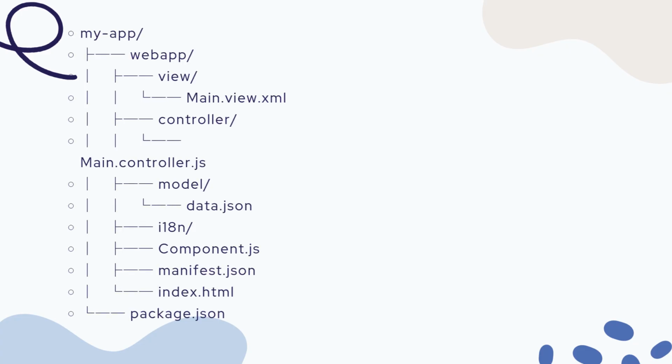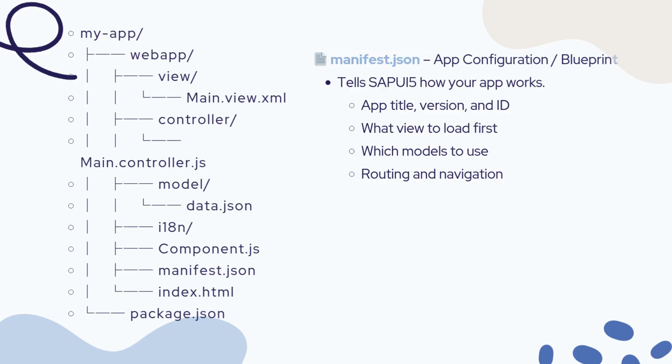Next is manifest.json, the configuration file. This file tells SAP UI5 how your app works. It contains app name, version, and ID, what view to open first, which models to use, and routing information for navigation. It's like a blueprint for your SAP UI5 app.